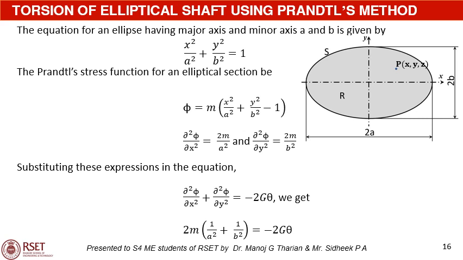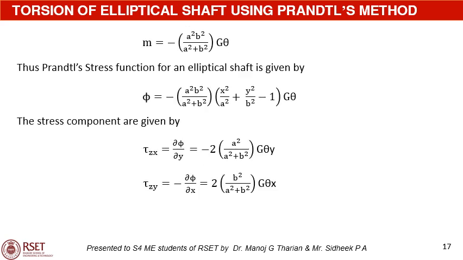Taking the partial derivatives, we get ∂²phi/∂x² = 2m/a² and ∂²phi/∂y² = 2m/b². Substituting these expressions in the equation ∂²phi/∂x² + ∂²phi/∂y² = −2Gθ, we get 2m (1/a² + 1/b²) = −2Gθ. From the above expression, we get m = −(a²b²/(a² + b²)) Gθ.